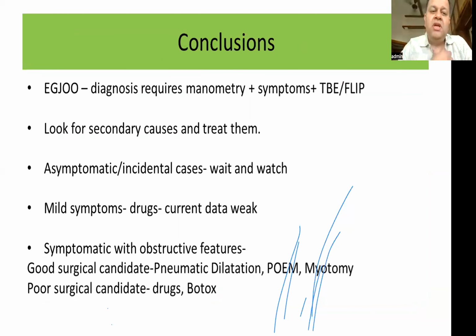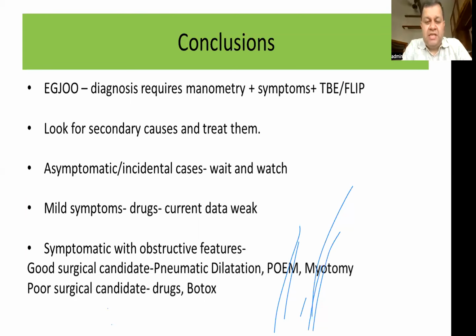So to conclude, for EGJ outflow obstruction, the diagnosis requires manometry proof along with symptoms and at least one abnormal test, that is timed barium esophagogram or FLIP. We should look for secondary causes and treat them. If there are asymptomatic or incidental cases, we should just wait and watch. With mild symptoms, drugs can be used.